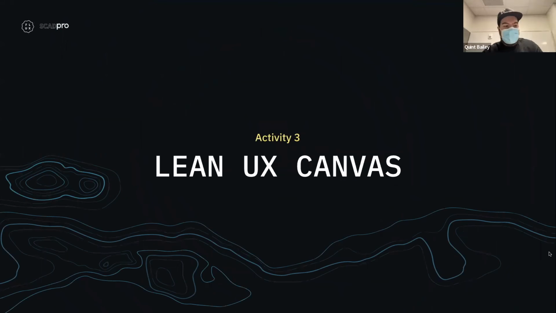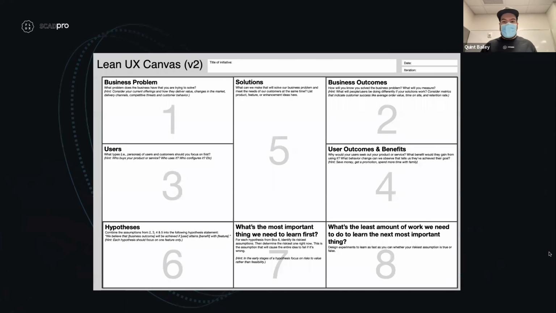And then the last part is the Lean UX canvas. We've asked everybody to put together a business model canvas, and the Lean UX canvas is very similar to that. This is a little later in the game. It's more for when you have a rough solution and you're just trying to find out those specifics. You have a good idea of what you want to do. And it looks something like this.